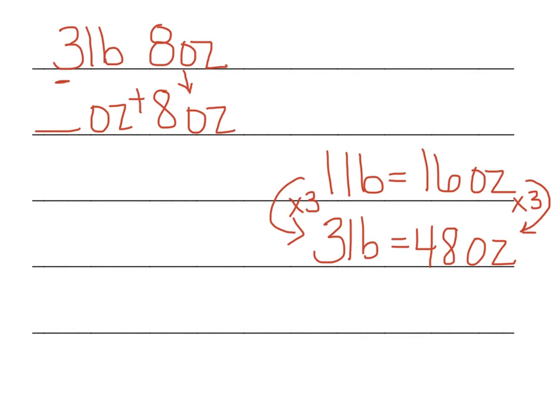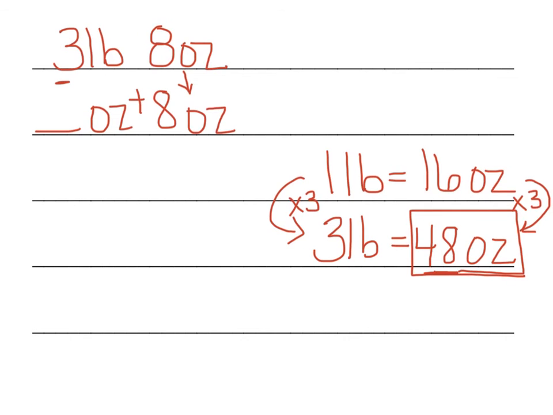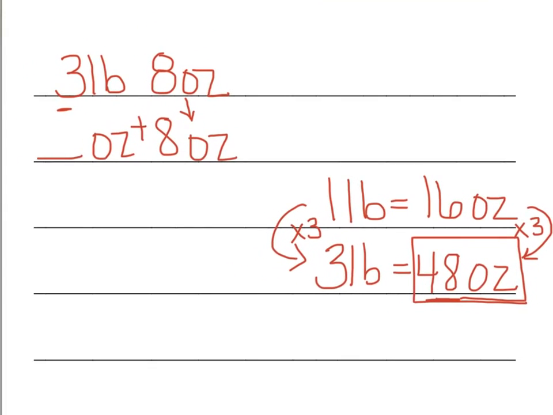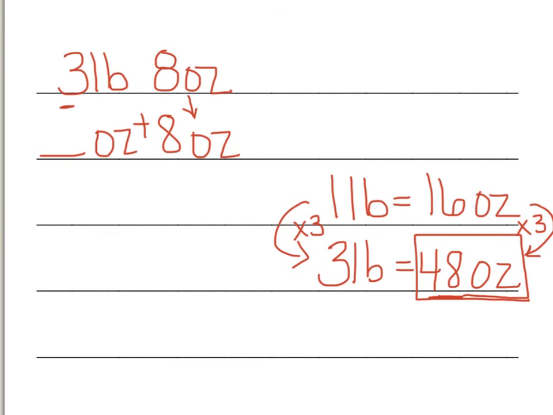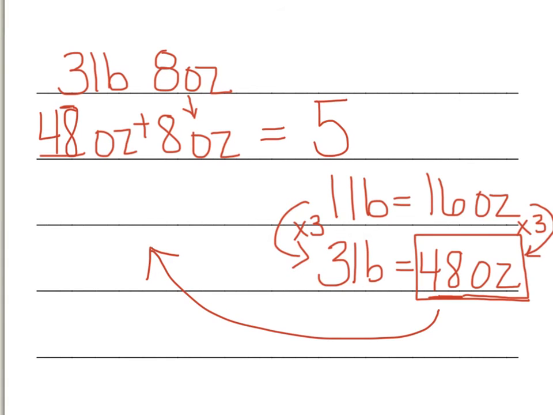3 times 6 is 18. Carry the 1. 3 times 1 is 3, plus 1 is 4. So 48 ounces. So this amount would go up to here, and it would be 48 ounces plus 8 ounces equals 56 ounces.